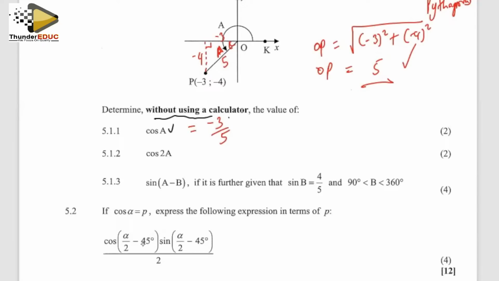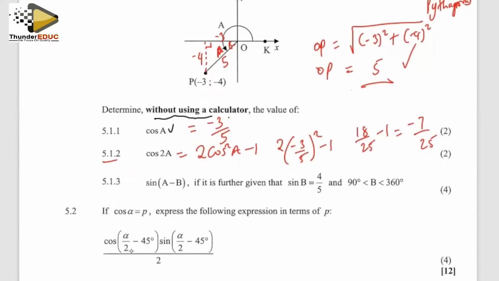All right, then 5.1.2, they want the cos of 2A. So this is a double angle. And then from our formula page, we know that the cos 2A can be the same as 2 cos squared A minus 1. And then we just have to substitute this. So that will be 2. We got the cos as -3 over 5. We square that, and then we subtract 1. So 3 squared is going to be 9 over 25. 9 times 2 is going to be 18 over 25 minus 1, which is giving me -7 over 25. Okay, so that is that.